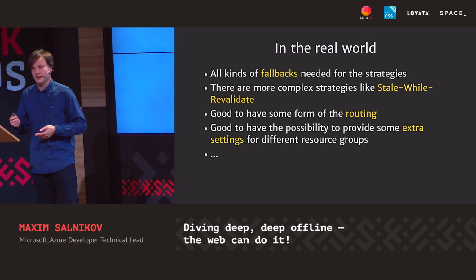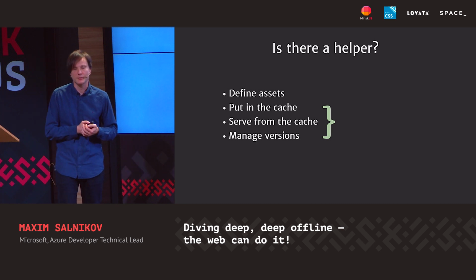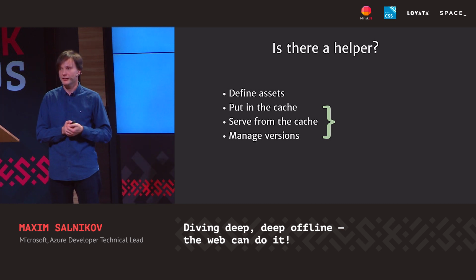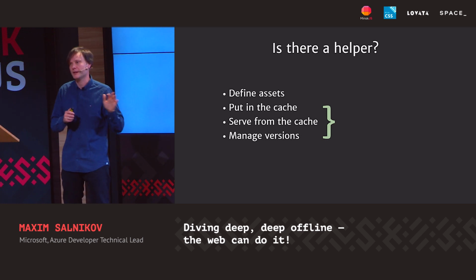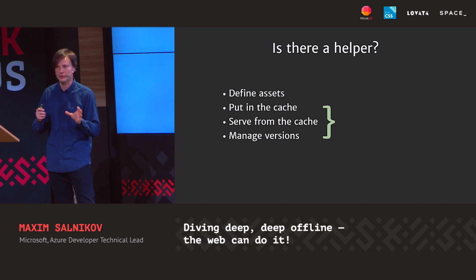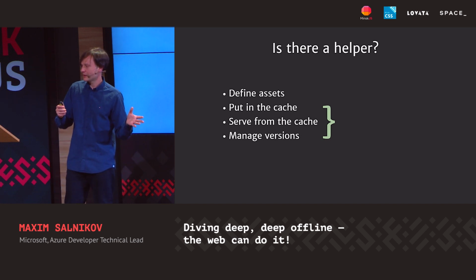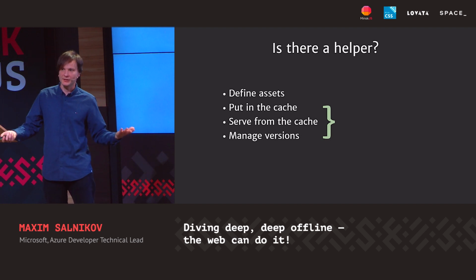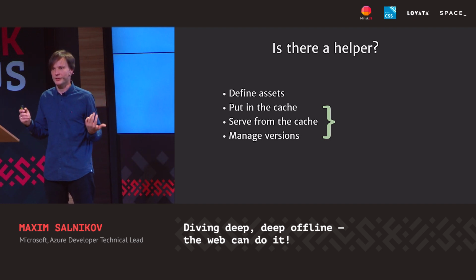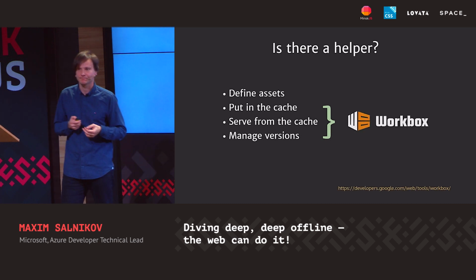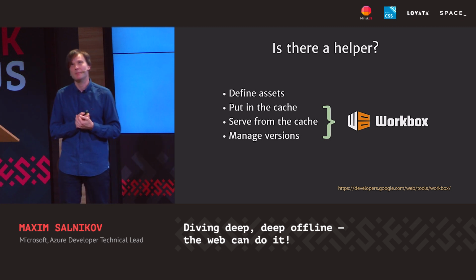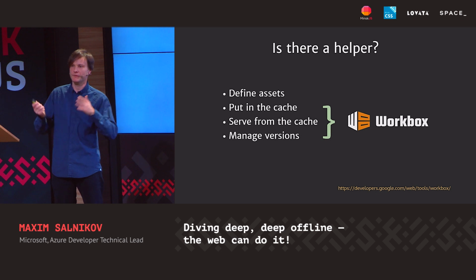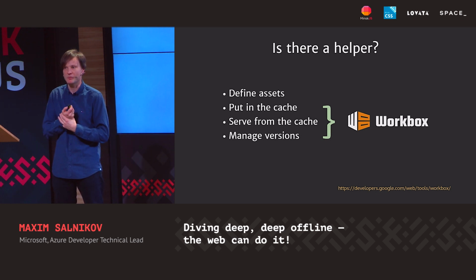Is there something that might help us take care of these last three points, so we will not write even this basic functionality to provide a proper offline experience? Can anyone tell me the name of the industry standard library we use now in the PWA world? Workbox. Yes. This is in fact maybe the only fully featured and production-ready library, with pros and cons, right?